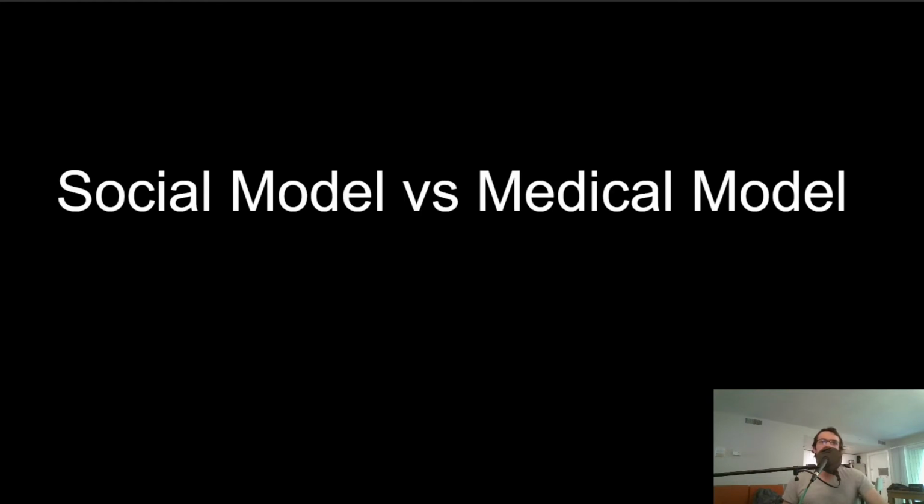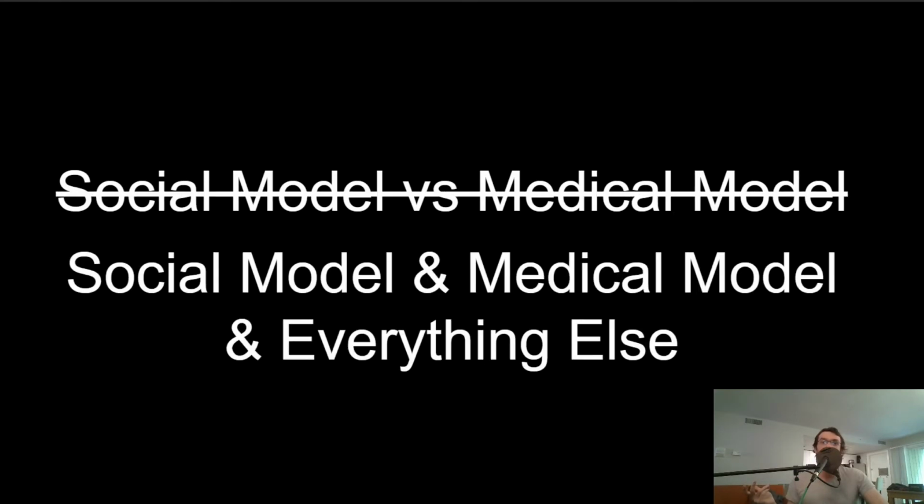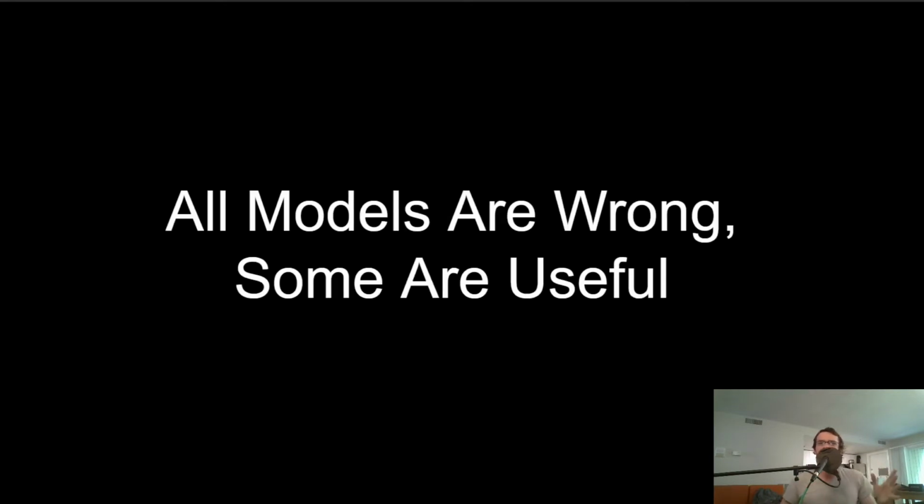So we can see that it's not really the social model versus the medical model. It's really the social model and the medical model and everything else. These are just lenses to look at what we mean by disability, which is this beautifully complex topic. And just to wrap up this discussion of models, I'll just leave you with this wonderful quote from the statistician George Box. All models are wrong. Some models are useful.